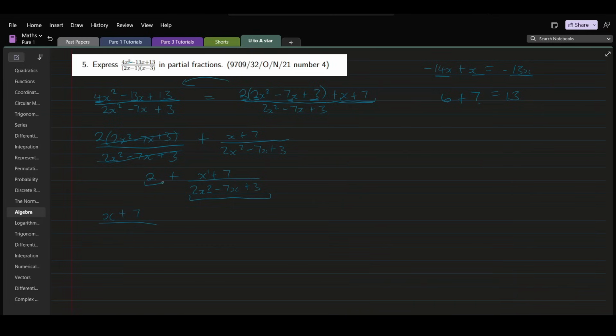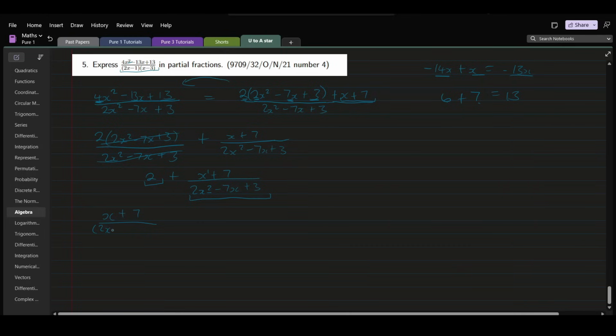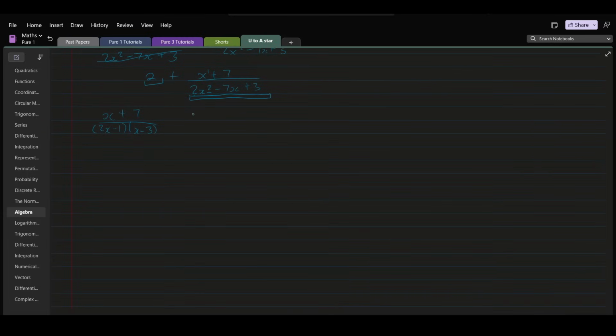Let's ignore the 2 for now. And then we're going to go back to the expansion of the denominator. So that's (2x - 1)(x - 3). So that's the expansion of this quadratic over here. And now we're going to decompose it into partial fractions. So we're going to say A over this bracket 2x - 1 plus B over the other bracket, that's x - 3.